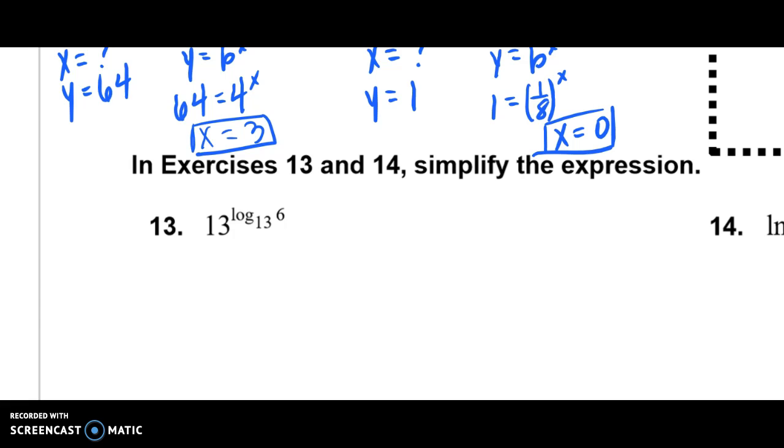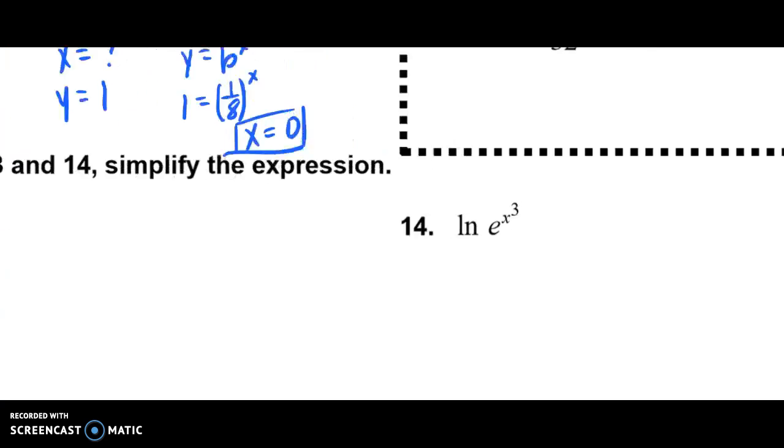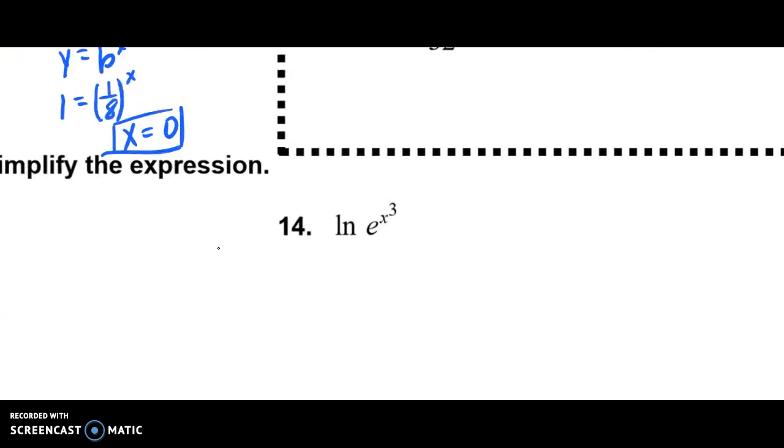Let's move on to number 13. For number 13 and 14, they want us to simplify the expression. I want you to notice that this base 13 and log base 13 cancel each other out. They are opposites, so you're just going to be left with 6. Now for number 14, natural log and base e can also cancel each other out. They are also opposites, so you would just be left with x to the 3rd.